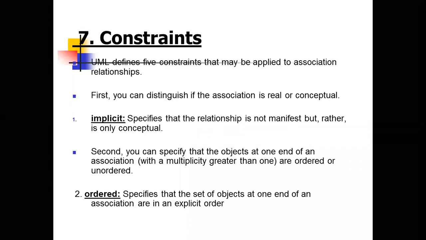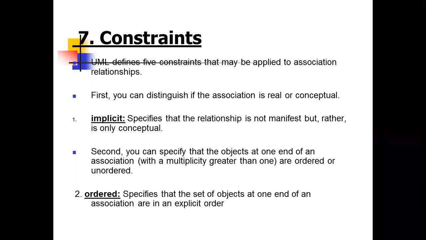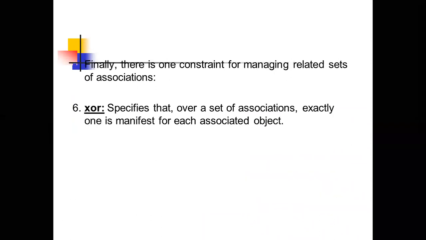Next part is the constraint. There are 5 constraints in association relationship, like implicit relationship, ordered. These are the constraints: changeable, add only, frozen.